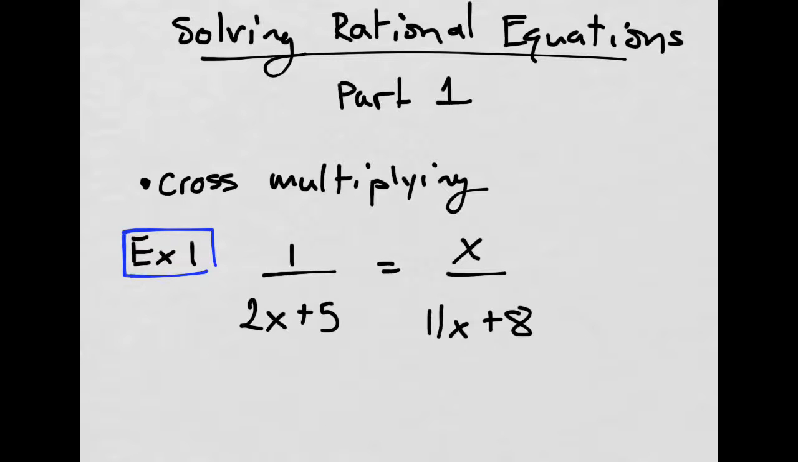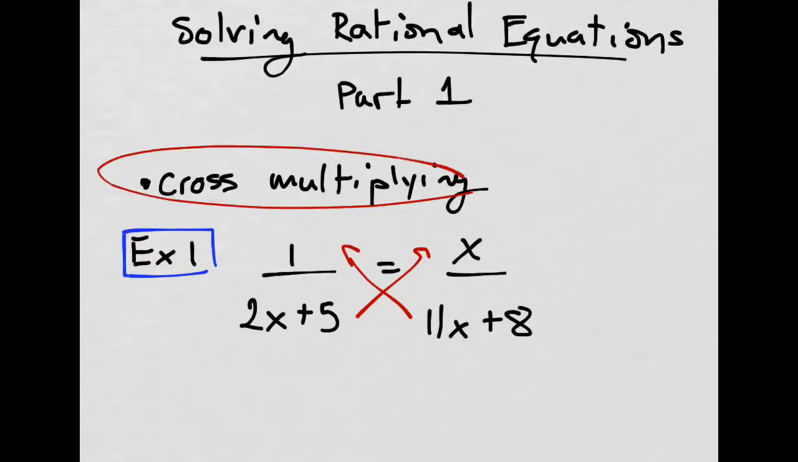So for rational equations, there's more than one thing that's different, but we have an equal sign now. And anytime you have two fractions that are equal to each other, the easiest thing to do usually is to cross multiply. So that's why on these examples we're cross multiplying.